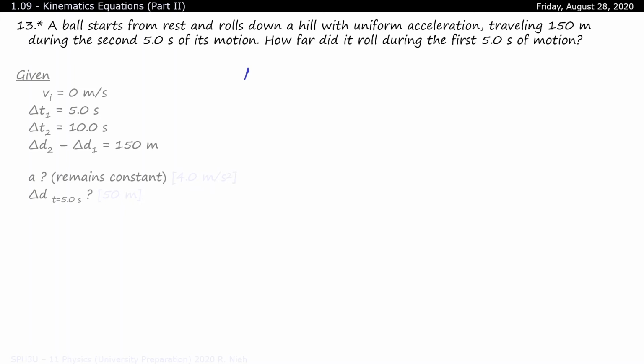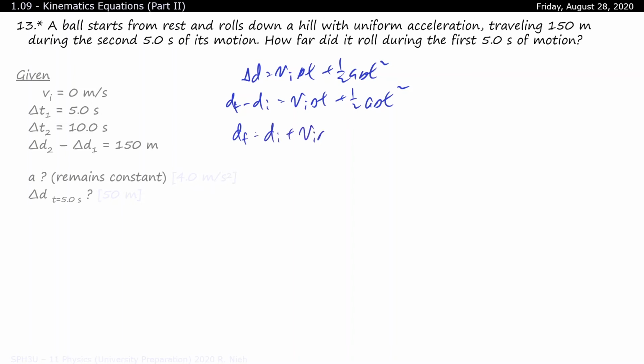Well, again, we start off with delta D is equal to VI delta T plus 1/2 A delta T squared. Delta D has the same meaning as dF minus di is equal to VI delta T plus 1/2 A delta T squared. Or dF is equal to di plus VI delta T plus 1/2 A delta T squared. Again, this object starts from rest, starts from the same known position as position 0, so our final position is just equal to 1/2 A delta T squared.